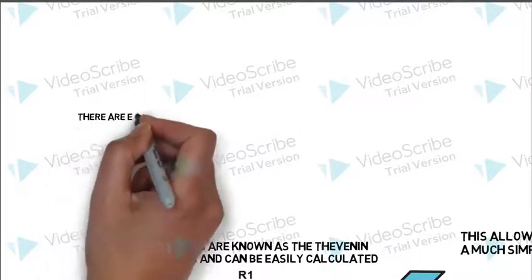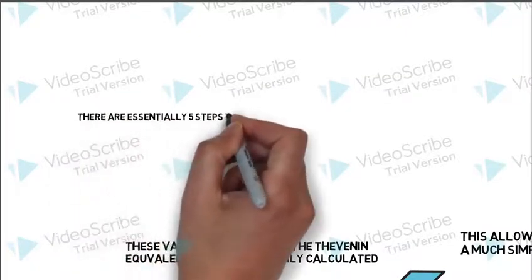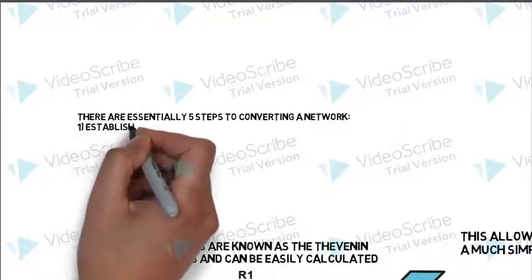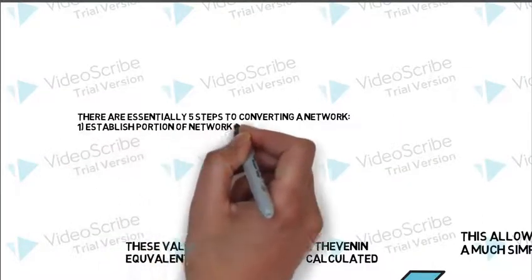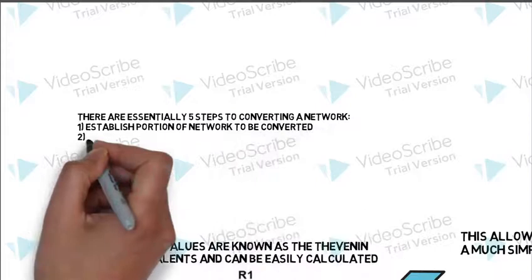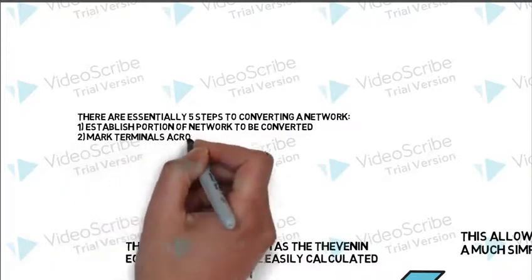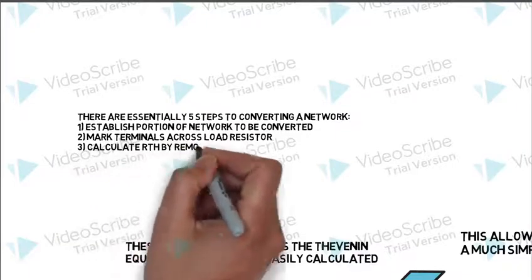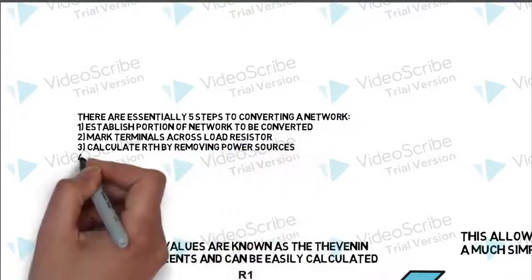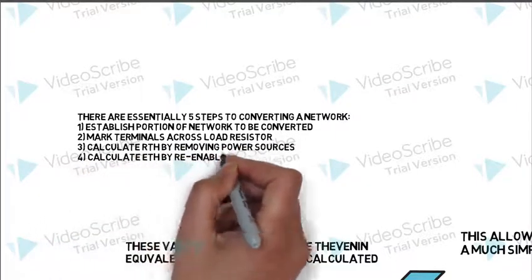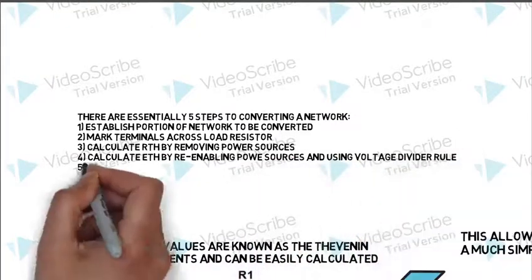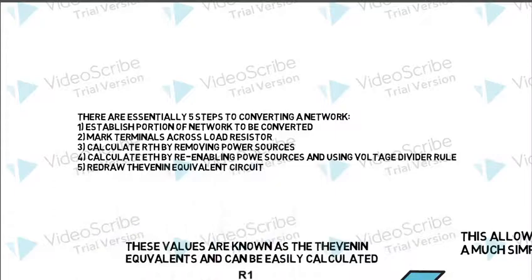There are essentially 5 steps to convert a circuit into its Thevenin equivalent. Step 1. We establish which part of the network we wish to convert. Step 2. We mark the terminals across the load element and remove it. Step 3. We remove all the power sources and calculate the Thevenin resistance, coming from right to left. Step 4. We then re-enable the power sources and calculate the voltage. And lastly, we simply redraw the circuit.